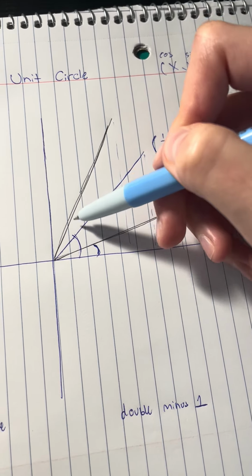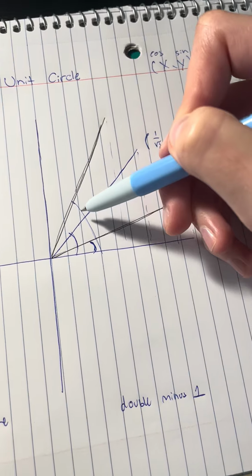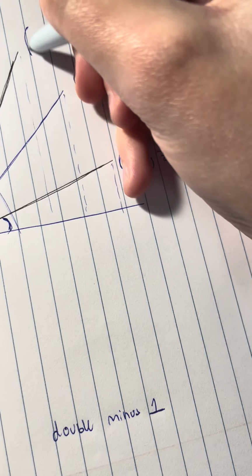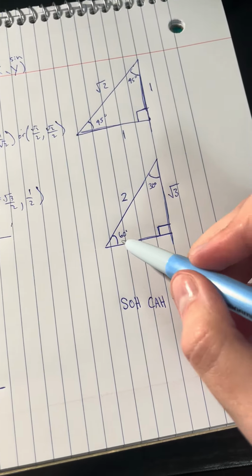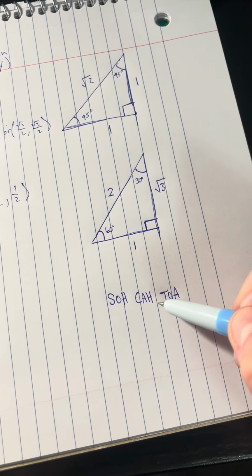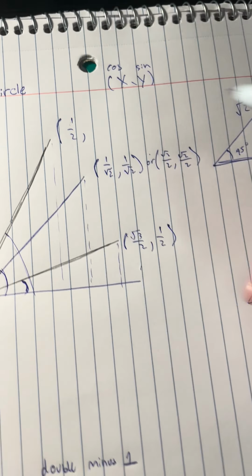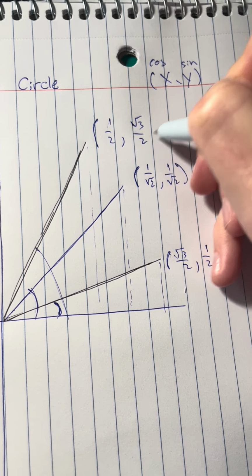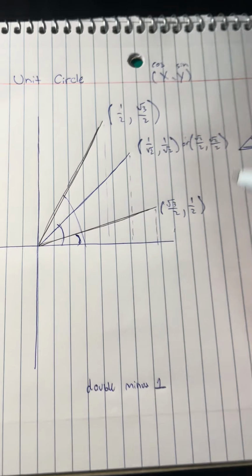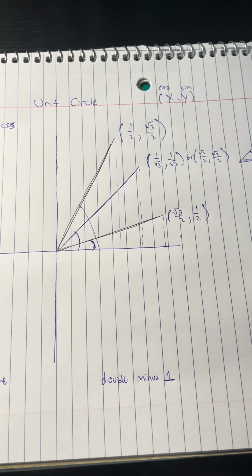Now this top one is going to be the 60 degree one. First is x, so cosine of 60 degrees, cosine adjacent over hypotenuse, is 1/2. Now sine, opposite over hypotenuse, is square root of 3 over 2. So that's the first quadrant.